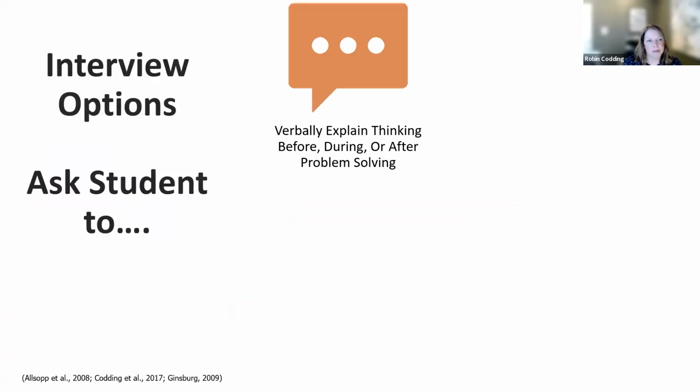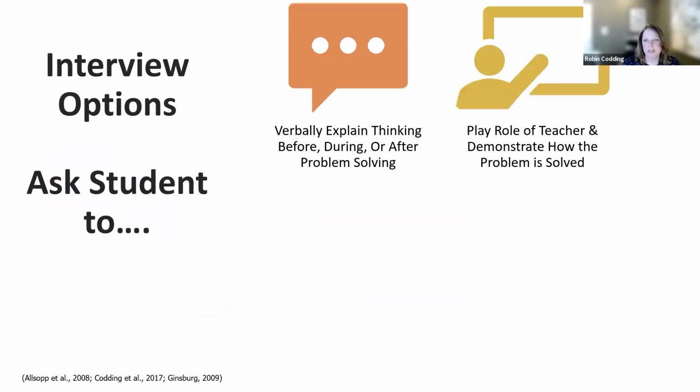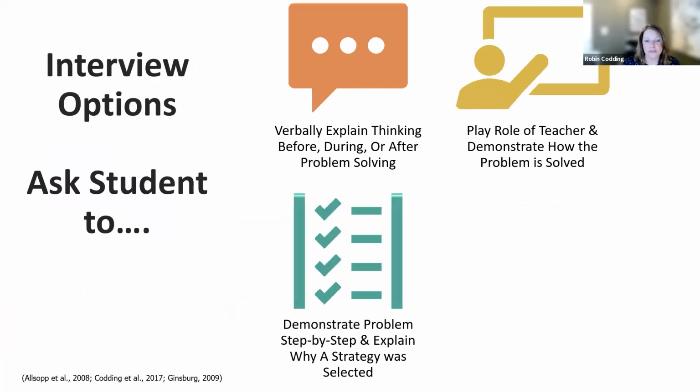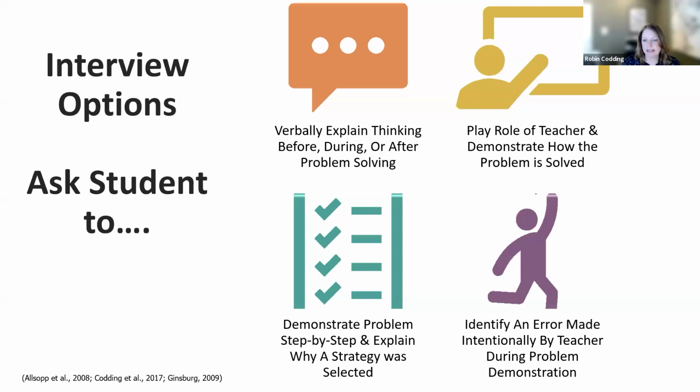And then lastly, we can talk about interviewing options. So we can ask the student to verbally explain their thinking before, during, or after problem solving, play the role of the teacher and demonstrate how the problem is solved. We can ask them to demonstrate the problem step by step and explain why they chose a particular approach to solving the problem. And then lastly, they can identify an error made intentionally by a teacher.